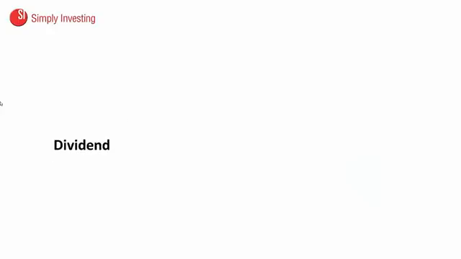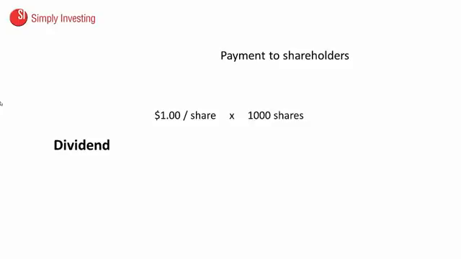Which brings us to the next section, dividends. So a dividend is the company sharing its profits with you, the shareholder. For example, let's say a company is paying a dividend of $1 per share and you own 1,000 shares. You will receive $1,000 each year in dividends, and this is a cash payment that's deposited directly into your trading account. You can take this money and spend it if you wish, or you can reinvest it. It's entirely up to you.